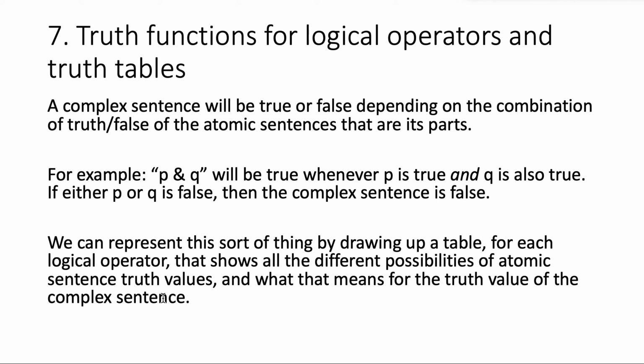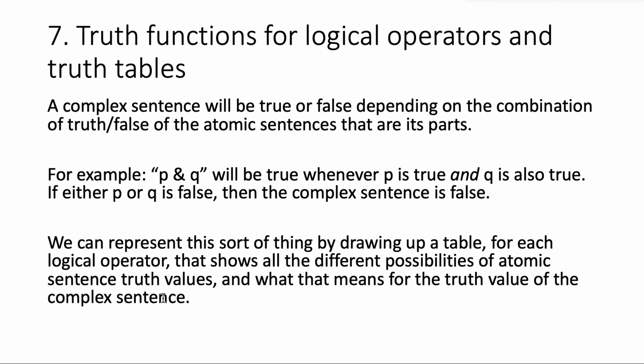What I've just said will hopefully make sense just intuitively, right? But we're able to represent it by drawing up a table for each of the logical operators: and, or, the conditional, the negation. And this table is going to show all the different possibilities of atomic sentence truth values and indicate what that means for the truth value of the complex sentence itself.